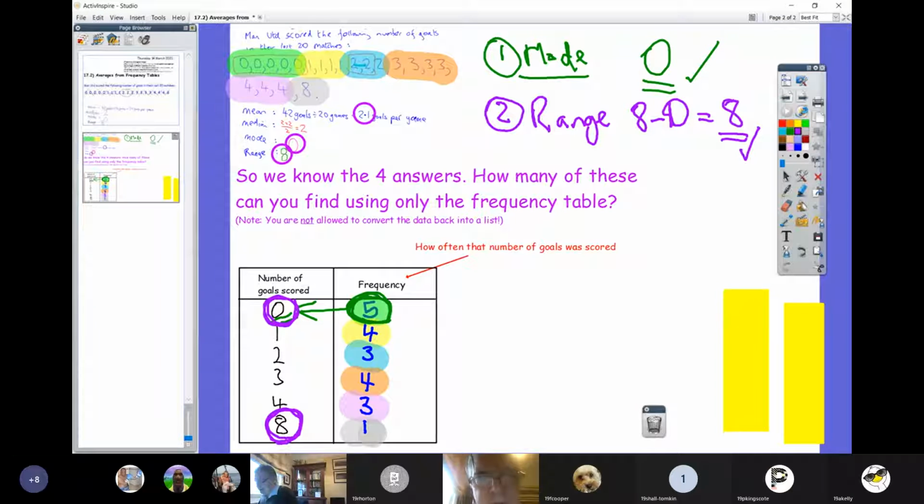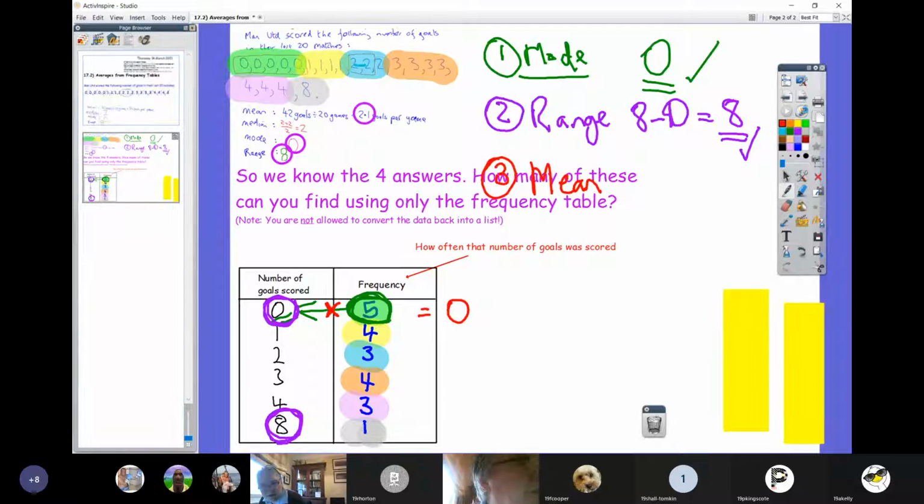Now remember, for the mean, and I'm going to do this in red, we first of all got to work out how many goals were scored in total. Now, on 5 occasions, they scored no goals. So if I do 5 times 0, that gives me 0 goals. And this will be coming through in red in a minute. Now, on 4 occasions, they scored 1 goal. So how many goals is that? That's 4 times 1, which is 4. I know there's a lag, but this is the bit coming through in red.